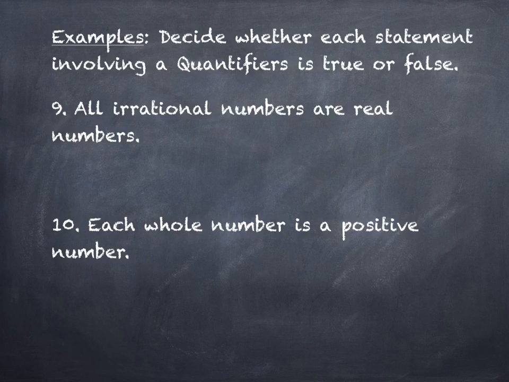All right, so these statements right here each have universal quantifiers in them. Just so that we were on the same page, number 9, what's the universal quantifier? What do you see? All, and it's universal, right? What's the quantifier down here in 10? Each, which means all as well, right? All right, so this says all irrational numbers are real numbers, and we need to decide whether this statement is true or false. So what do you think?